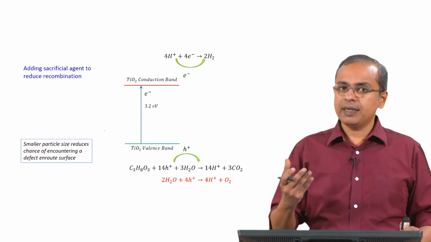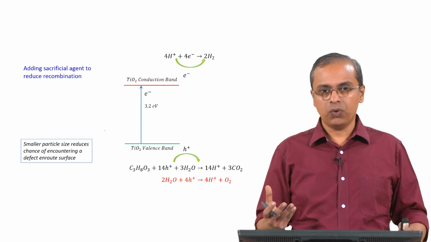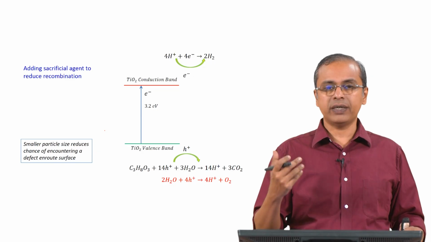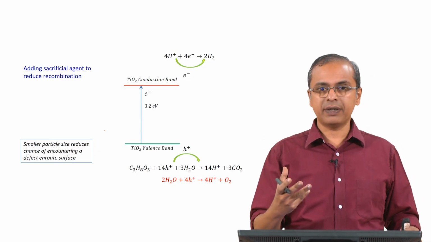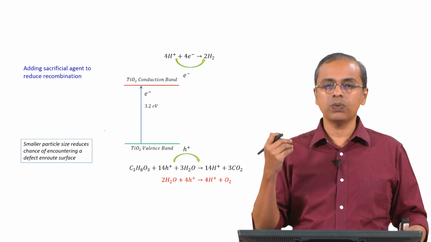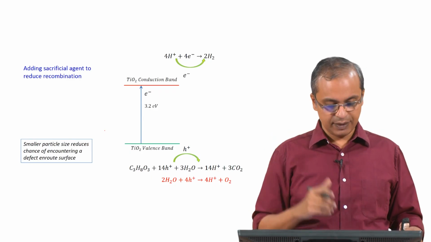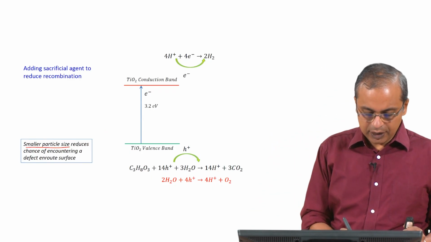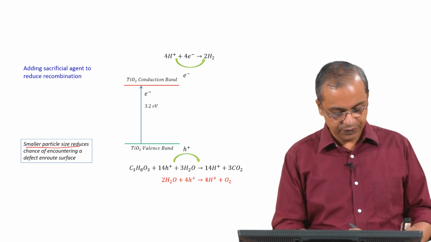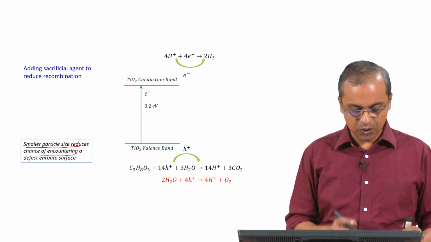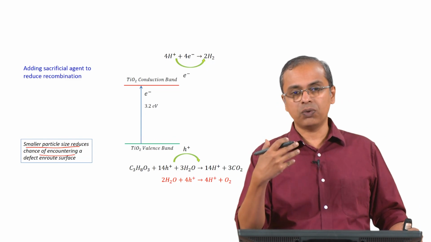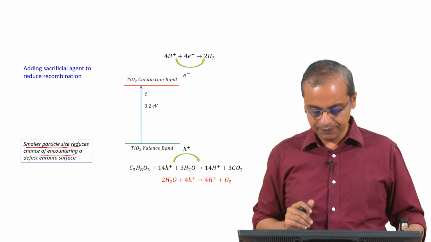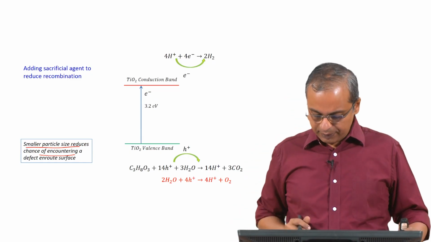Now, having created the electron hole pair, we want to first of all stabilize the electron hole pair, we want to not have a recombination process, and we also want to prevent the reverse reaction. So, as I said, making the particle size smaller reduces the chances of either of these electrons or holes encountering a defect en route, and therefore, they do not recombine, they sustainably reach the surface and enable the reaction. But what do we mean by a sacrificial agent?